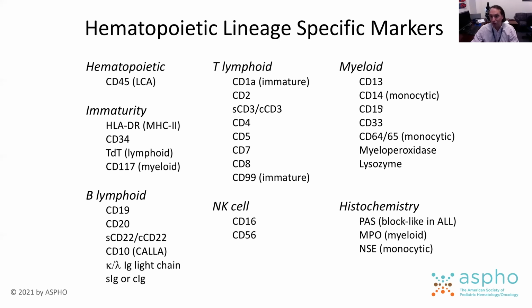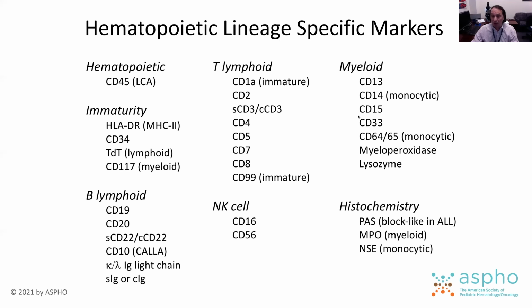Myeloid markers are the core or the teenage years, CD13, CD14, and CD15. An important other myeloid marker is CD33. CD64 and 65 define the monocytic lineage as well as CD14. Myeloperoxidase is positive in myeloid cells and is a myeloid leukemia defining marker, and lysozyme is also present.